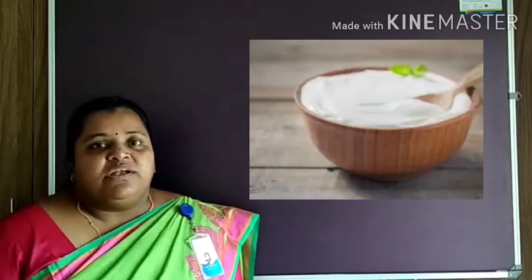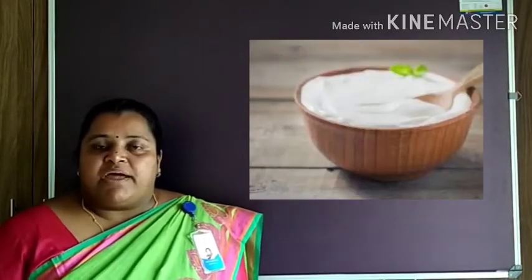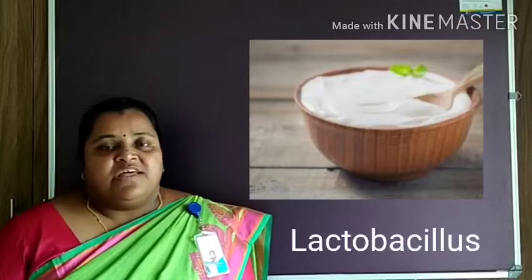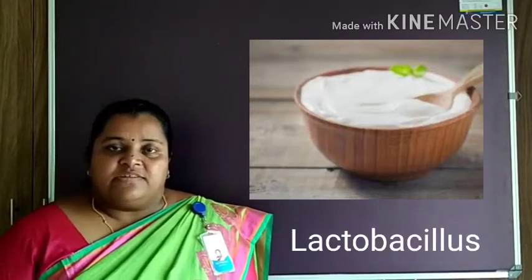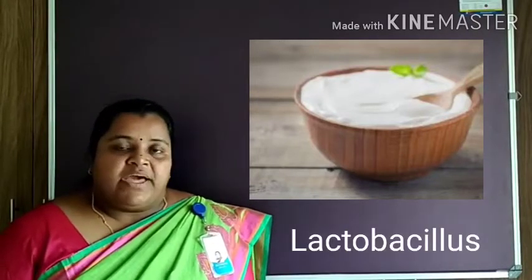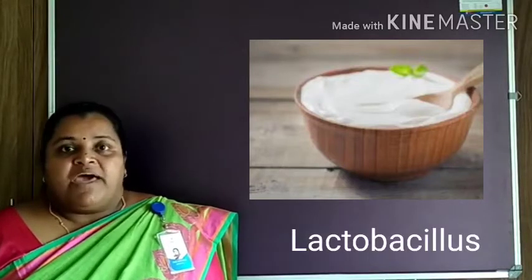Curding of milk takes place in the presence of a bacterium known as Lactobacillus. The bacteria respire anaerobically. During anaerobic respiration, the lactose present in the milk is converted into lactic acid, carbon dioxide and water.